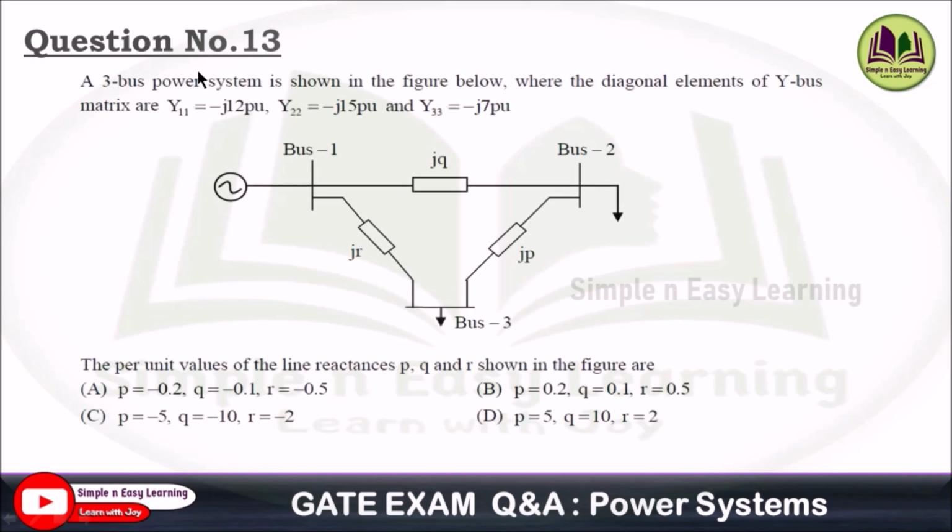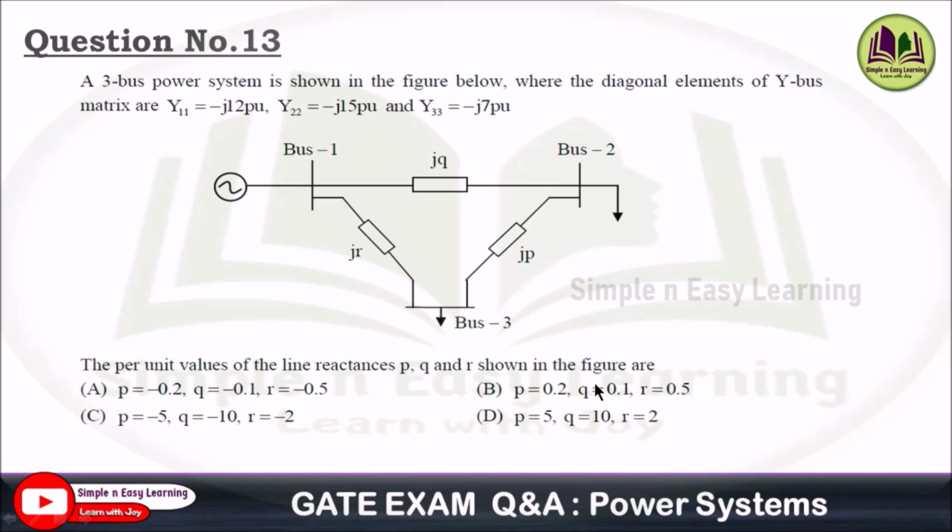So a 3-bus power system is given in the problem where the diagonal elements of the Y bus matrix, that is Y11, is given as minus j12 per unit, Y22 is minus j15 per unit, and Y33 is minus j7 per unit. The diagram is given. The per unit values of line reactances P, Q and R, which are shown in the figure, we need to find.